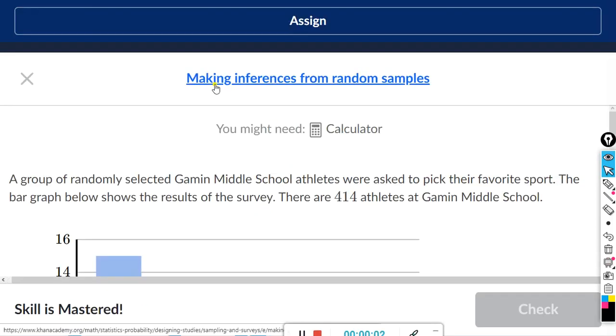This will be for the con assignment, making inferences from random samples. It says a group of randomly selected Gammon Middle School athletes were asked to pick their favorite sport. The bar graph below shows the results. There are 414 athletes at Gammon Middle School.